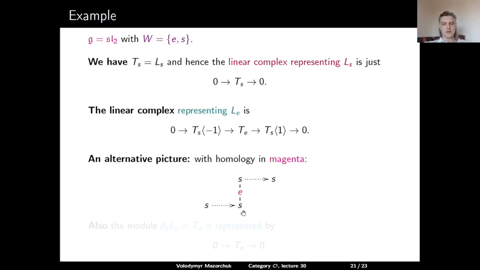Here is how it looks if we draw these modules in their graded version. T_e has s in the top, e in the middle, and s in the socle. The top s goes to T_s shifted by 1, and the socle s comes from T_s shifted by -1. So the homology is exactly here, L_e in the middle. And also we have the translated simple theta_s L_s, which is just T_e, and it is again represented by the trivial complex 0 goes to T_e goes to 0.